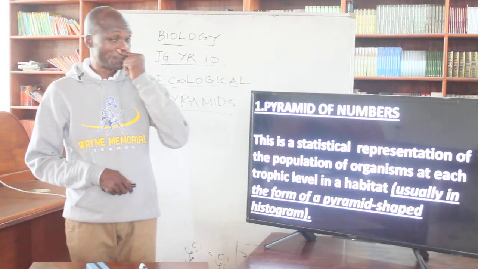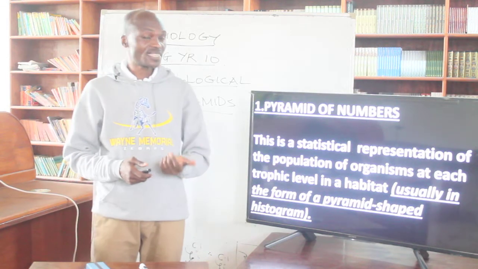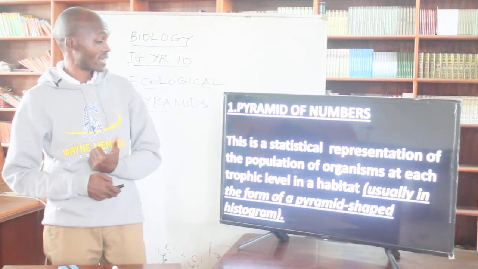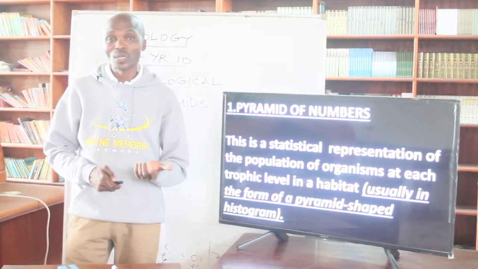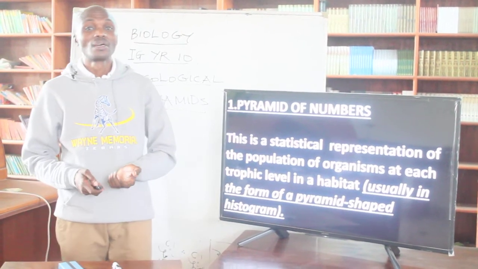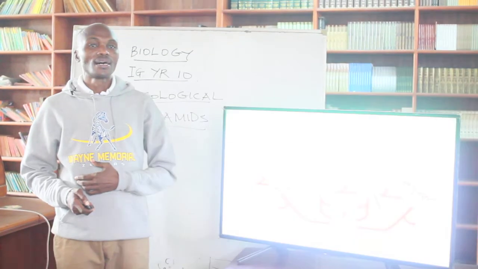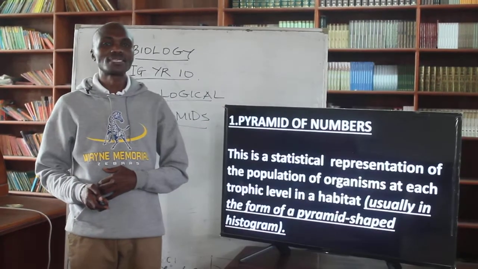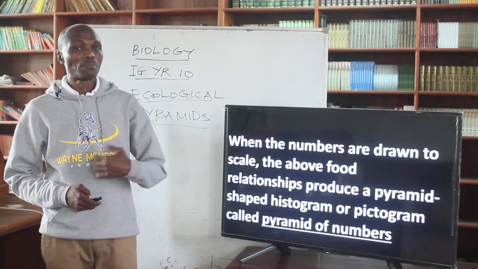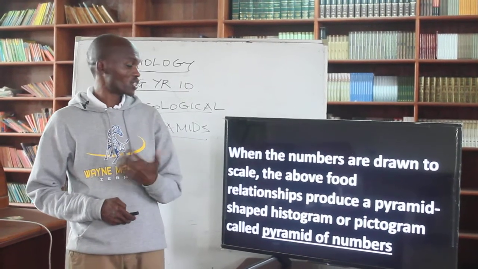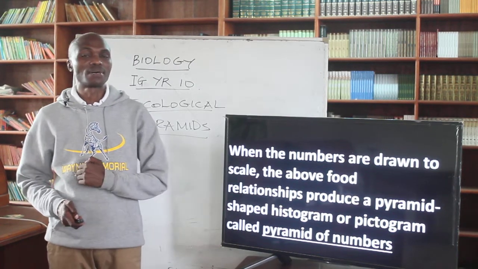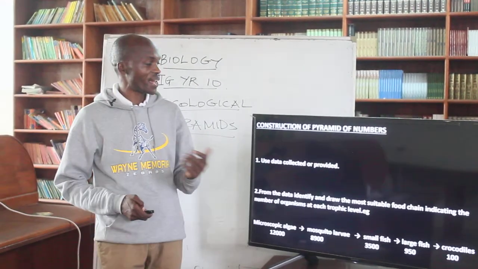We now look at the pyramid of numbers. This is a statistical representation of the population of organisms at each trophic level in a habitat, usually in the form of a pyramid-shaped histogram. When the numbers are drawn to scale, the above relationship produces a pyramid-shaped histogram or a pictogram, which is referred to as a pyramid of numbers. Now we need to look at the way of construction.